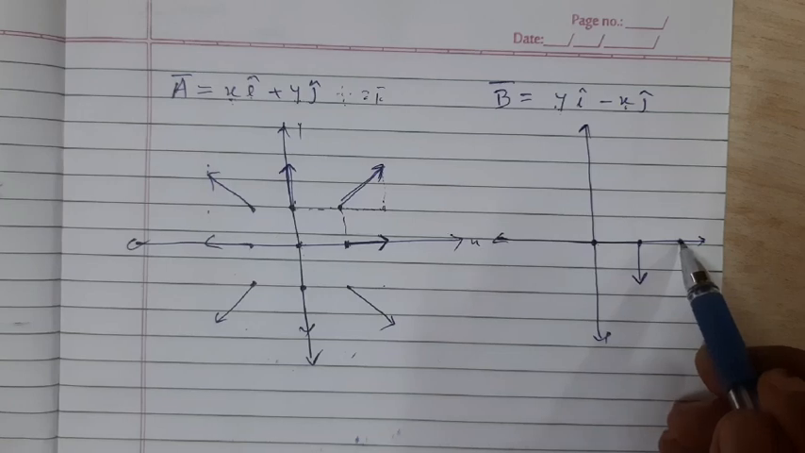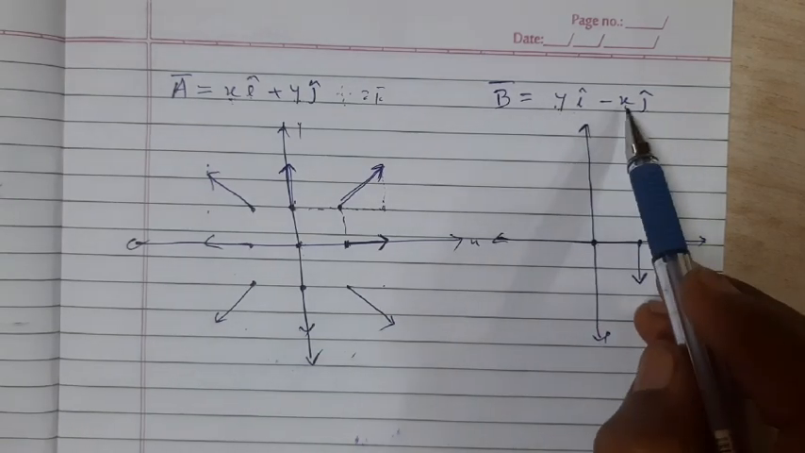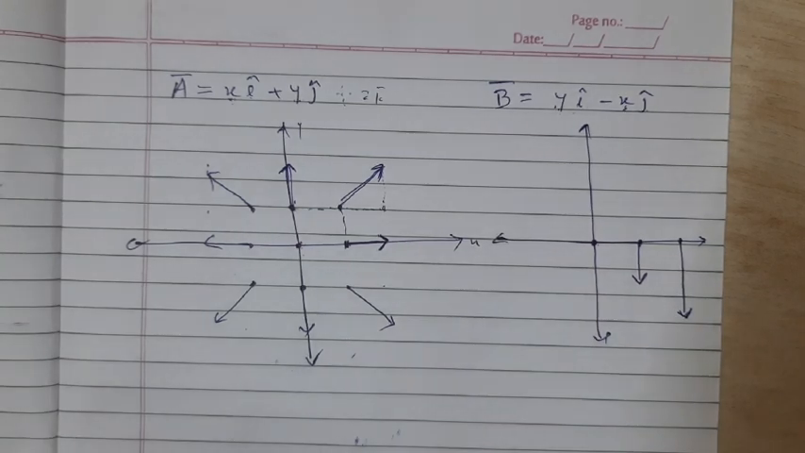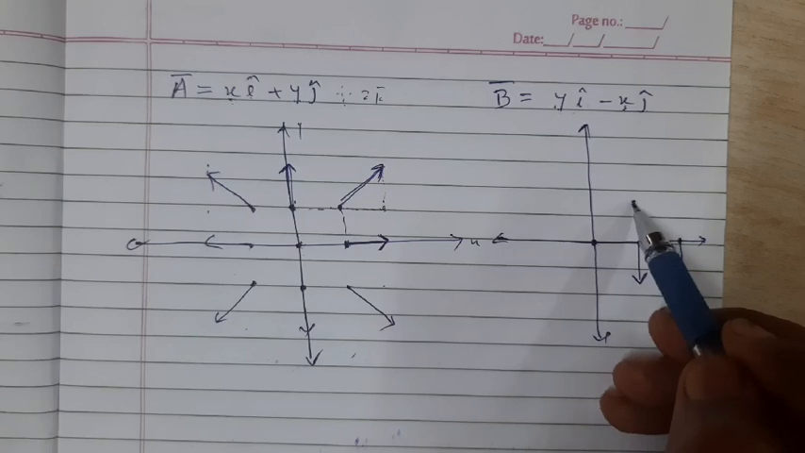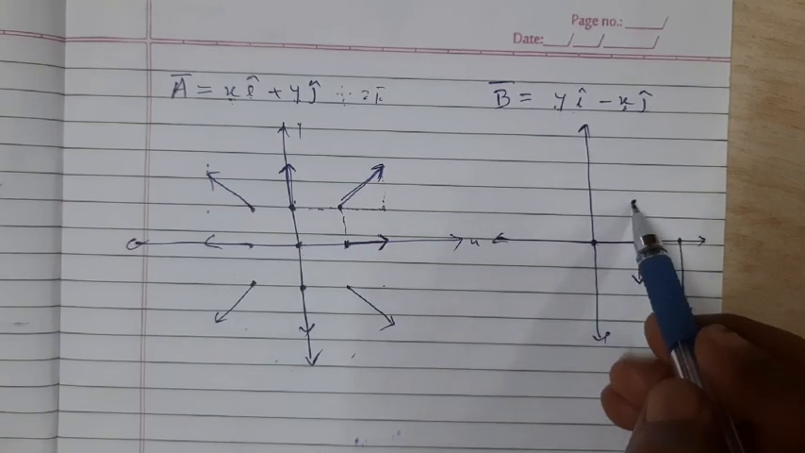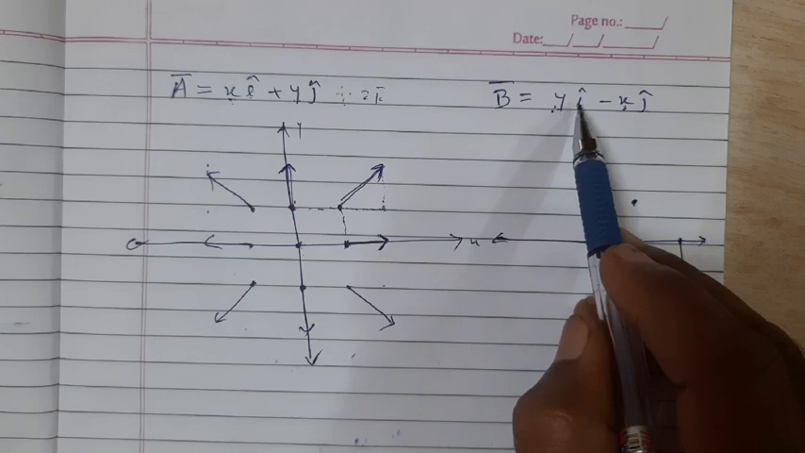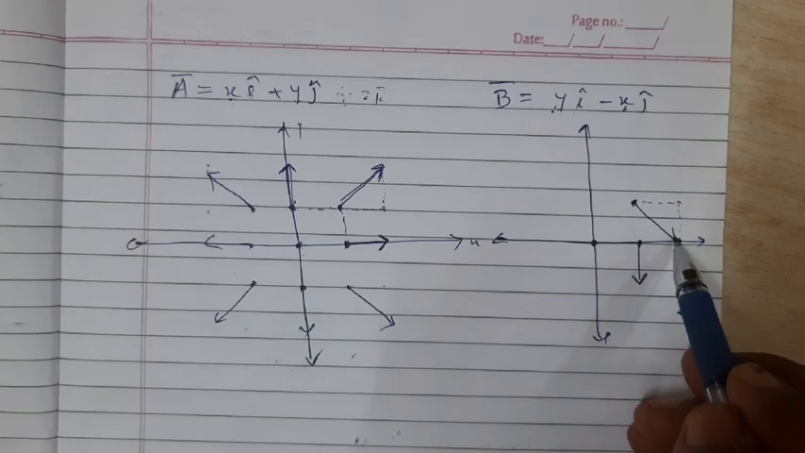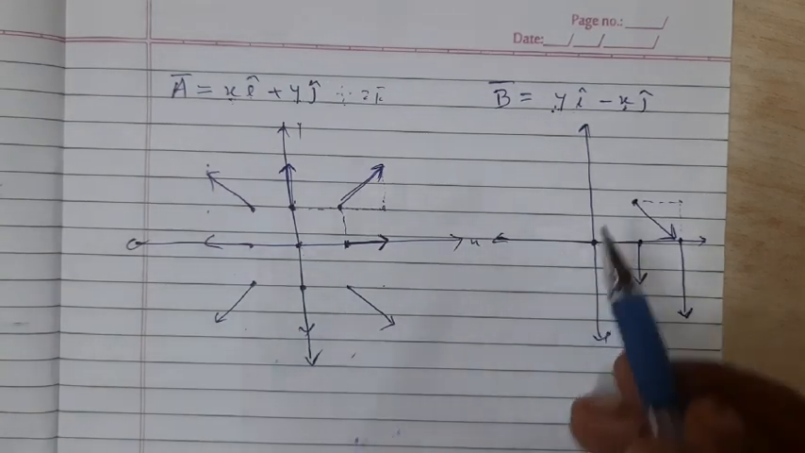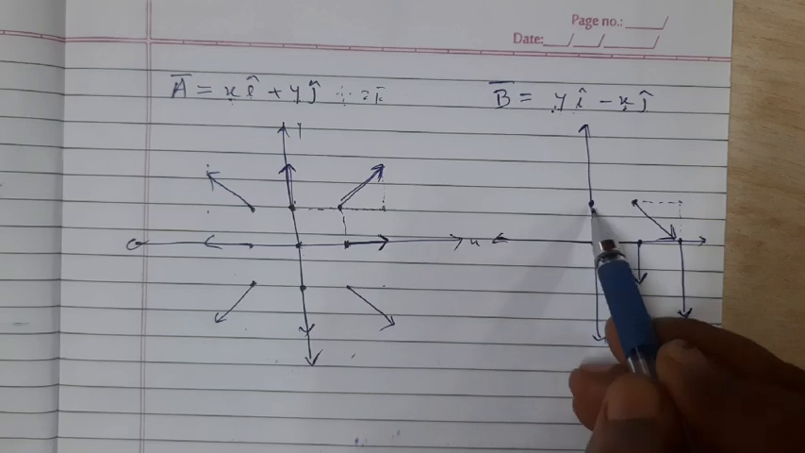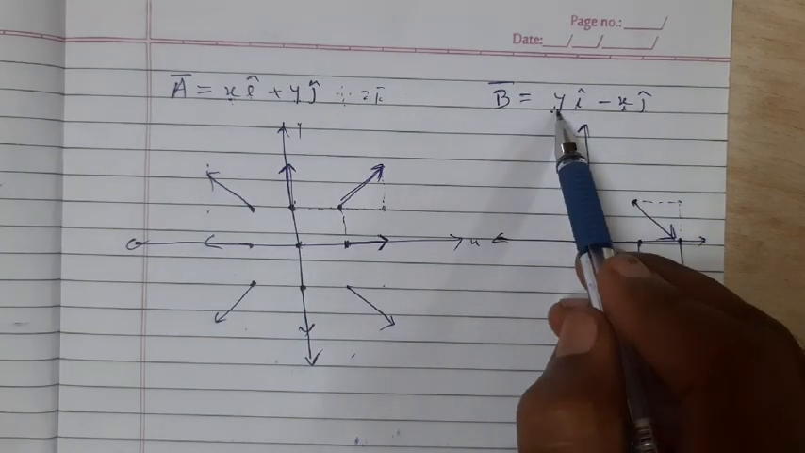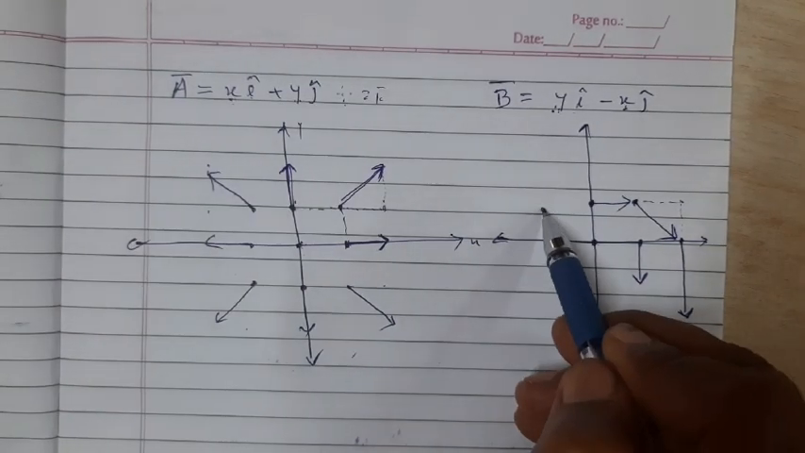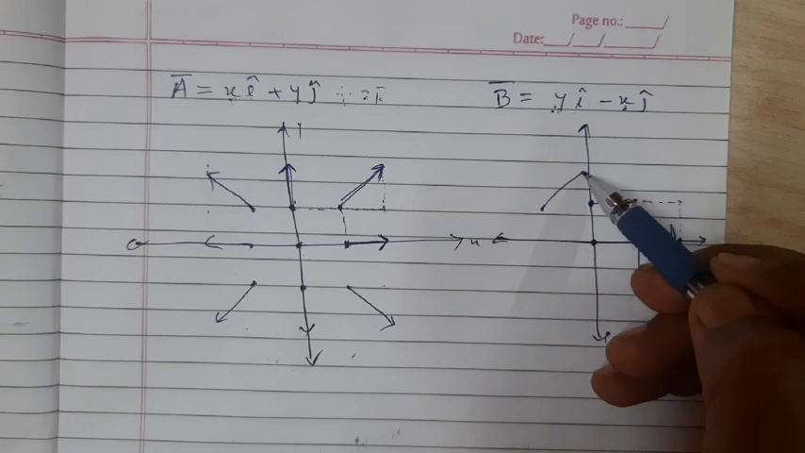What will be at 2 0? If I substitute, y is 0, x is 2, therefore it is minus 2 j cap. It will be along this direction with magnitude 2. Can you plot this somewhere here? This point is 1 1, therefore it is i cap minus j cap, and the vector will be along this direction. What will be the vector at this point? This point is 0 1, therefore it is i cap along this direction. Similarly for this, you will observe that the vector will be along this direction.